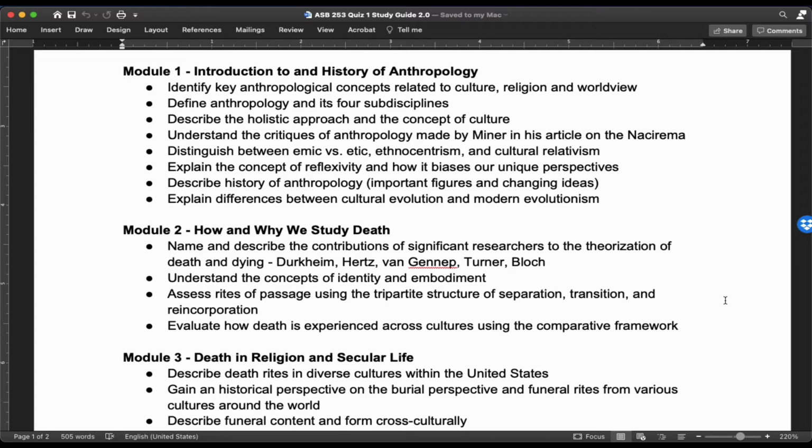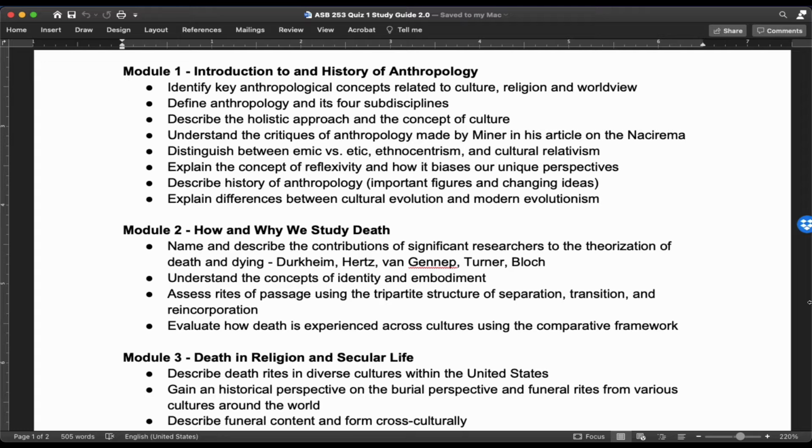Using the holistic approach and the concept of culture. Well, culture is everything. It's the way we're raised, the sorts of behaviors and beliefs that we have, the practices we engage in on a regular basis that are determined by our culture, the culture within which we're raised. So using a holistic approach within anthropology means considering all of those factors in our understanding and interpretations of different cultures.